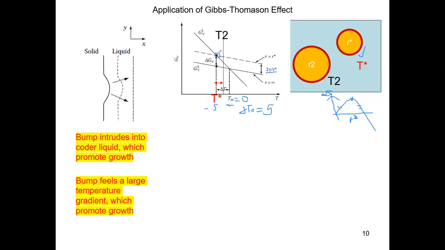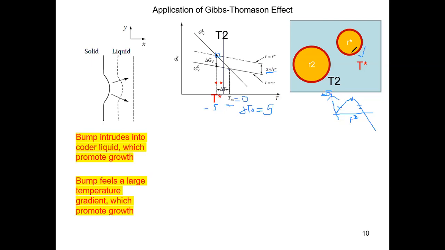The physical meaning of this point is effectively the melting temperature for this particle of finite size with radius r star. So for T star, the particle is just critically stable, which means T star is the melting temperature for this particle. Does this make sense to everyone? We discussed this many times. I hope that at this point this is very clear.